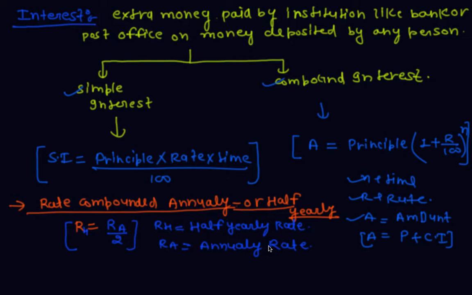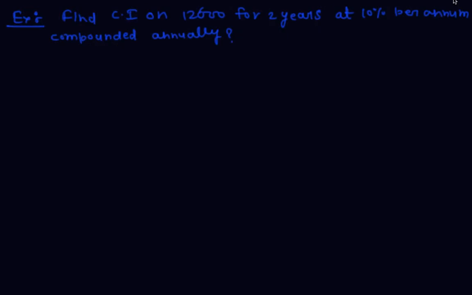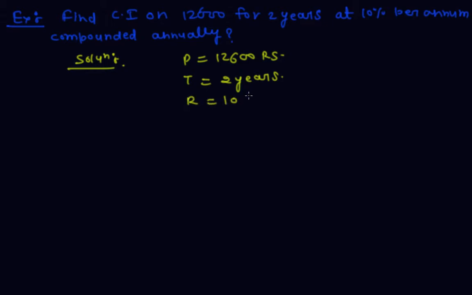Now I discuss some examples on compound interest. The example is: find compound interest on 12,600 for 2 years at 10% per annum compounded annually. So now go to the solution. Principal amount is 12,600 rupees. Time is 2 years. Rate is 10%. So find compound interest.